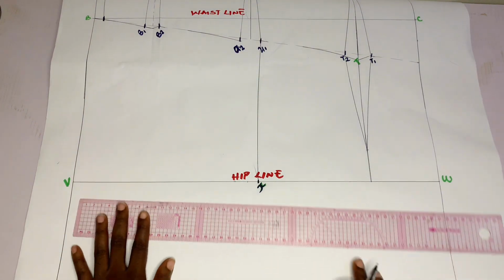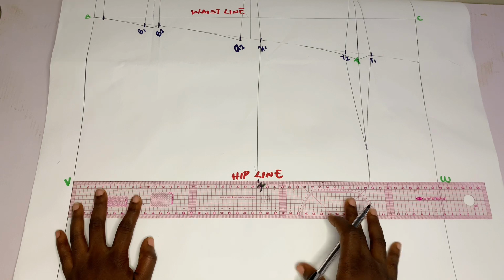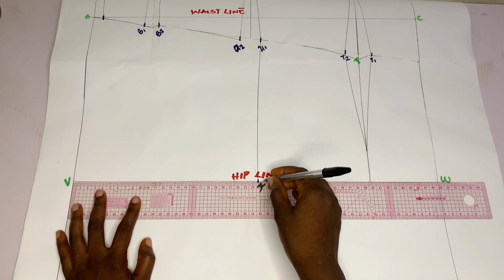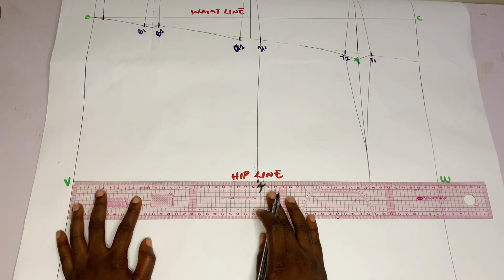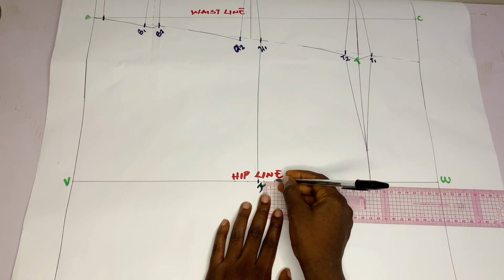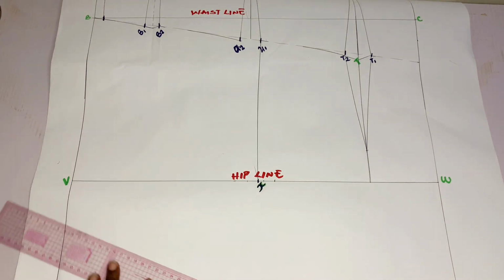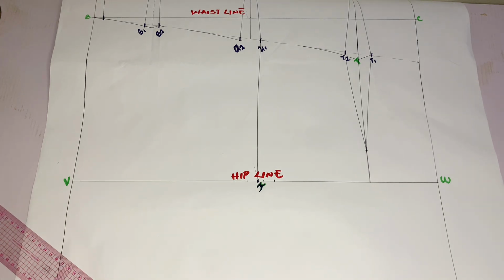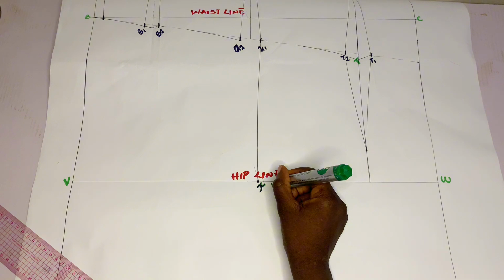Now for the back, I'm going to measure 25.5 from V plus the 1.5 cm that we took off from our front. So whatever we took off from the front, I'm adding back to the back, so this creates a balance. This point will be labeled as point Y, and then I'll connect U2 to point Y with a hip curve to create my backside seam.